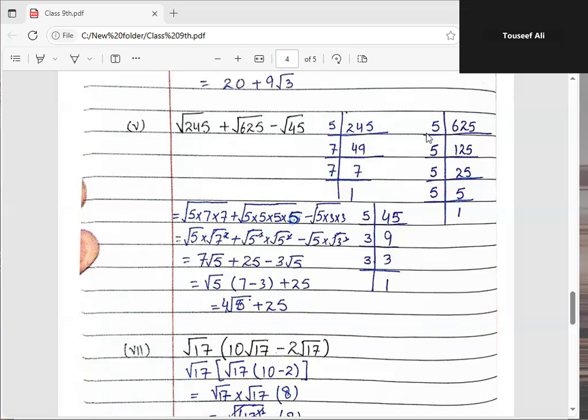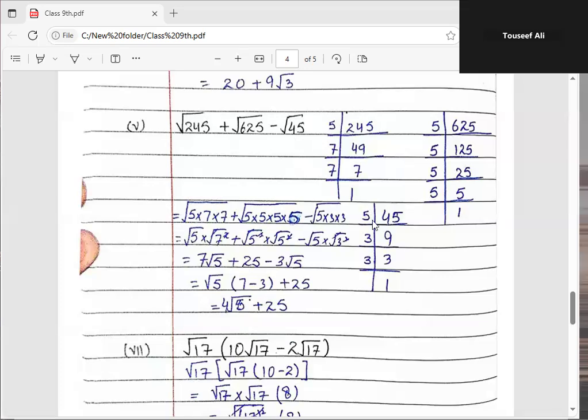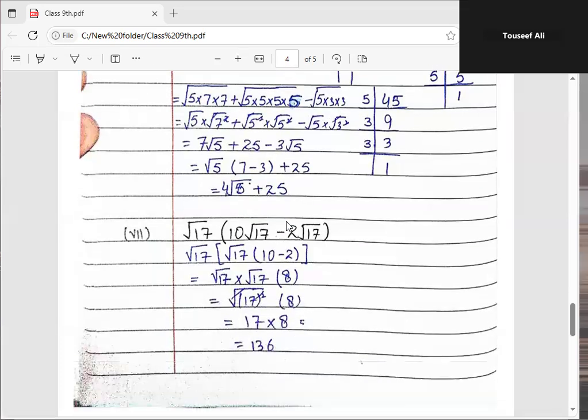And 625, the prime factorization of 625 is: 5 times 125, 5 25s are 125, 5 5s are 25, 5 1s are 5, meaning 5 multiplied by 5 multiplied by 5 multiplied by 5. Minus 45: the prime factorization of 45 is 5 9s are 45, 3 3s are 9, 3 1s are 3, meaning 5 multiplied by 3 multiplied by 3.